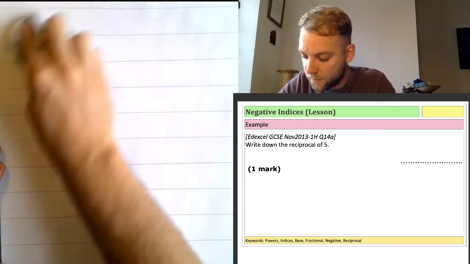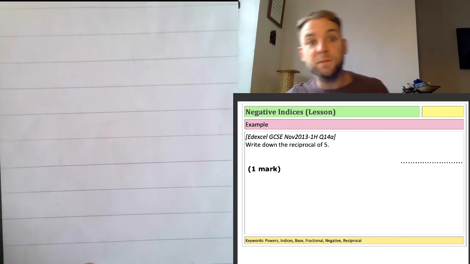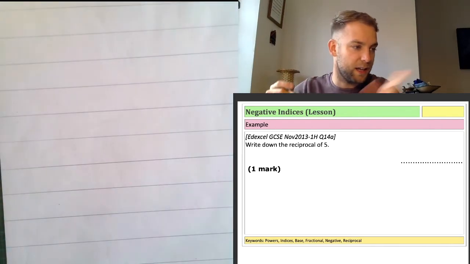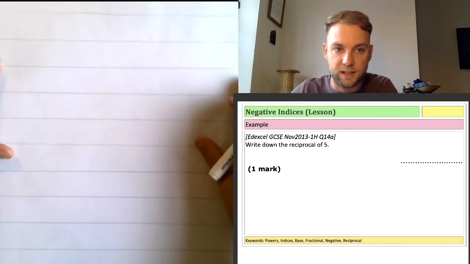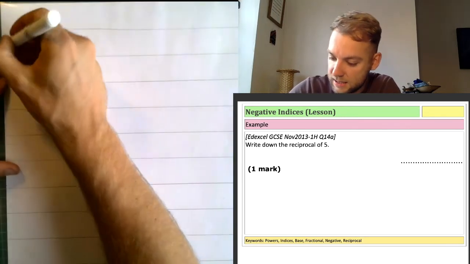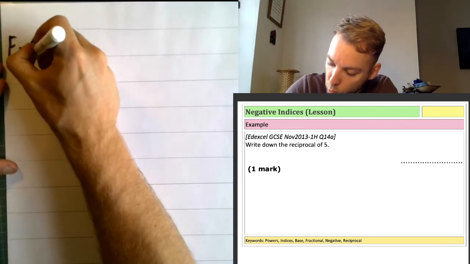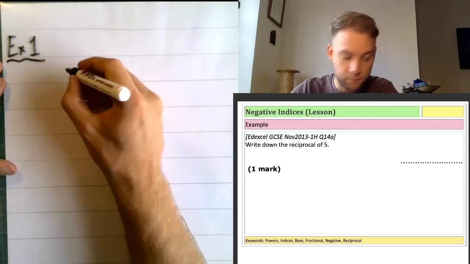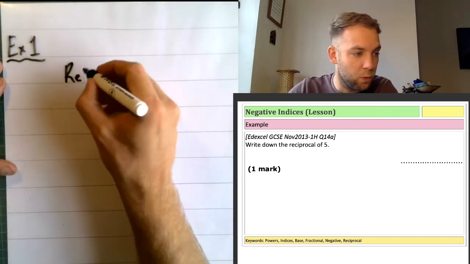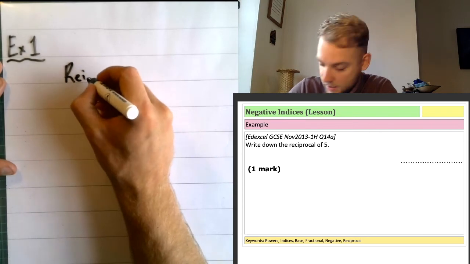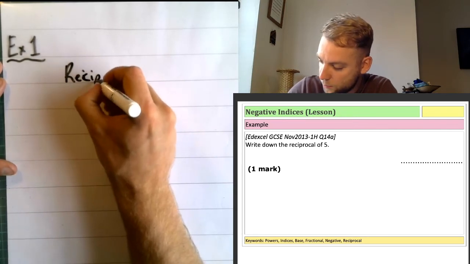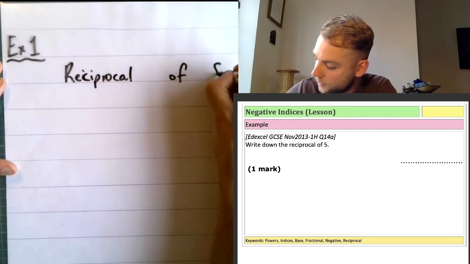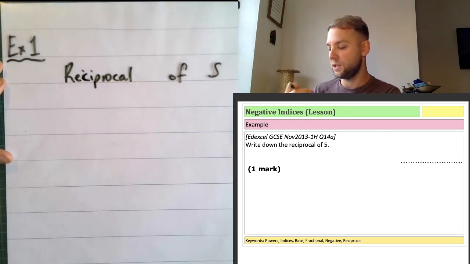Now let's have a look at some of these then. Now they come up in two ways. Sometimes they say reciprocal and sometimes they write it as a negative power. So I've just done this one here. This is from the GCSE 2013. So this one here is example 1. And it says, write down the reciprocal. Might be a new word, you might not have heard this before. Reciprocal of 5.